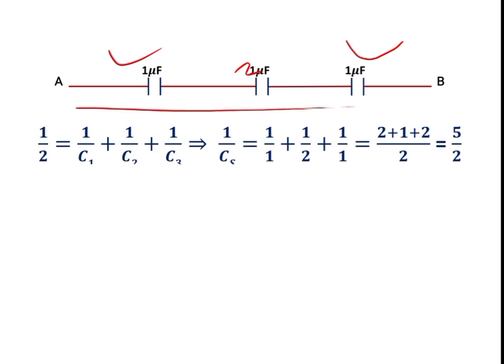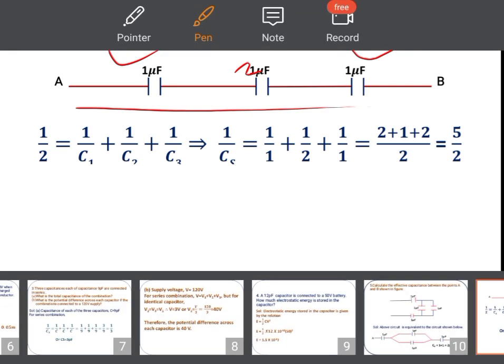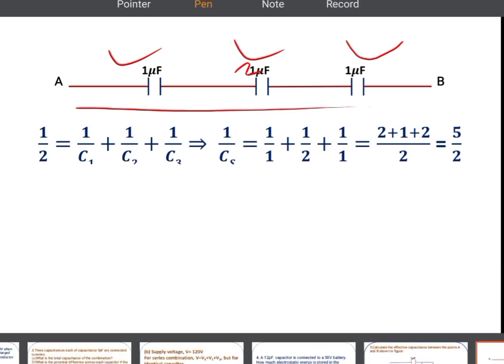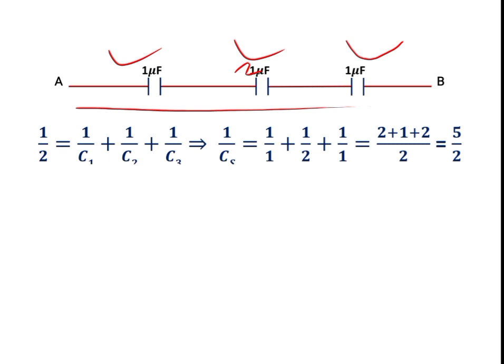So 1 by Cs is equal to 1 by C1 plus 1 by C2 plus 1 by C3. But here this is 2, so the C2 value is 1 by 2. So 1 by Cs is equal to 1 by 1, C1 is 1, that is the reason for 1 here. C2 is 2, so 1 by 2. C3 is 1 again, so 1 by 1. Take the LCM and simplify.